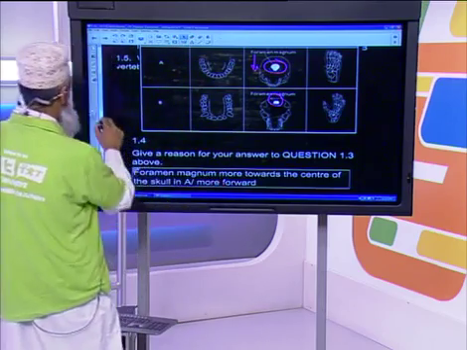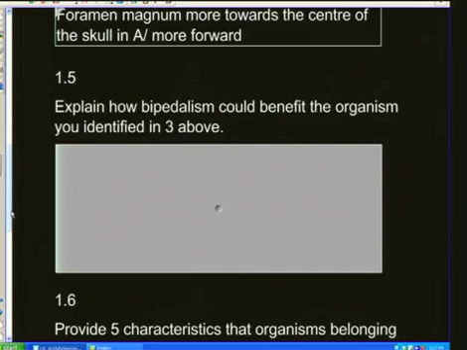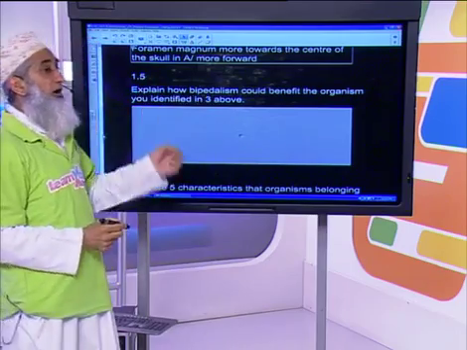Explain how bipedalism could benefit the organism. So you've identified the organism as being A. Now how is this an advantage? Kids, benefit means an advantage. Yes, tell me. The organism can see further.